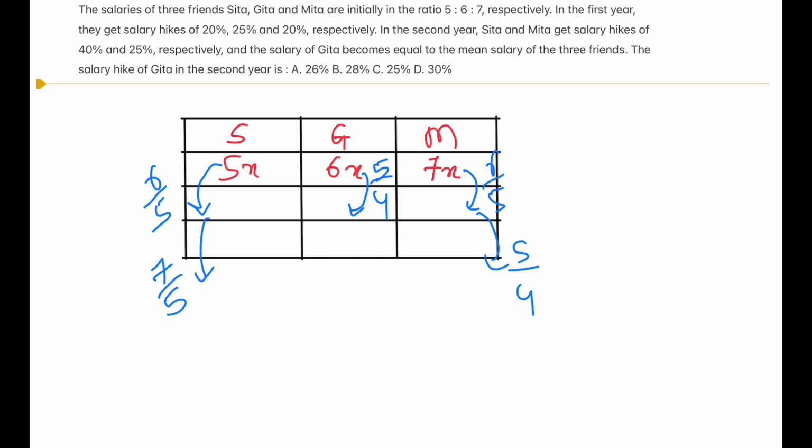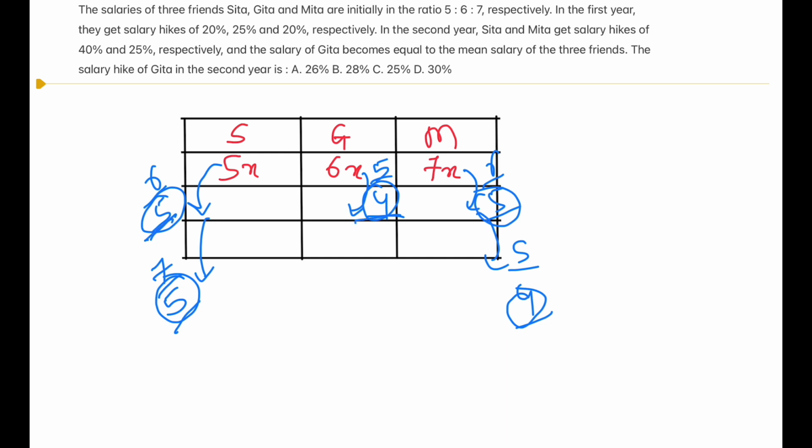Notice that Sita, Gita, and Mita, their salaries are going to get multiplied by certain factors, right? So Sita's salary gets multiplied by 6 by 5 and 7 by 5. Mita's salary gets multiplied by 6 by 5 and 5 by 4. And Gita's salary gets multiplied by 5 by 4. The reason we get so many decimals, guys, is that we have selected numbers which are not multiples of these denominators 5, 5, 4, 4, 5, right? So what you can do in the beginning itself is take certain values in place of 5, 6 and 7 so that they'll make the calculations easy.